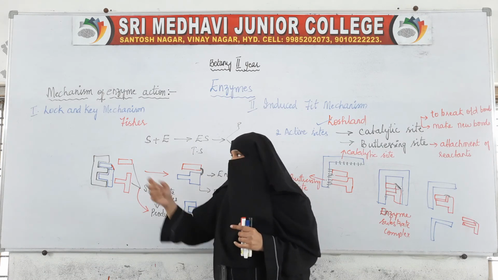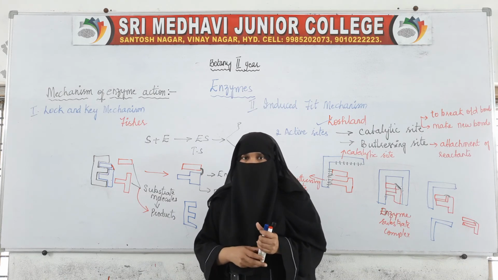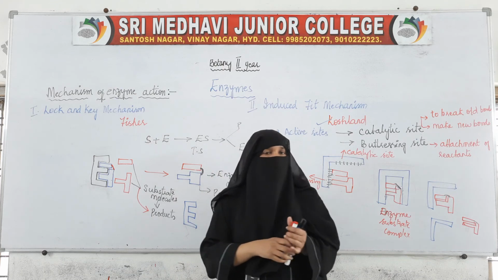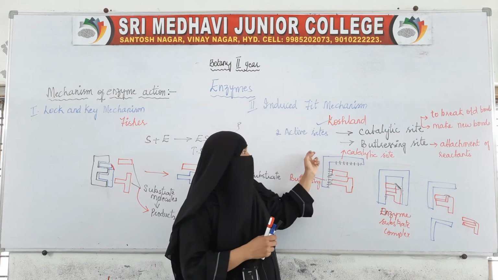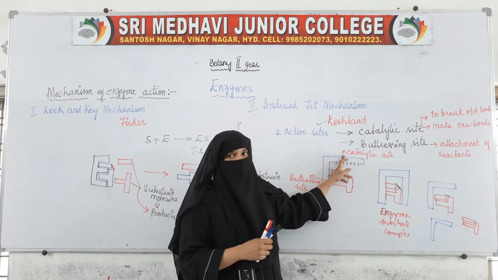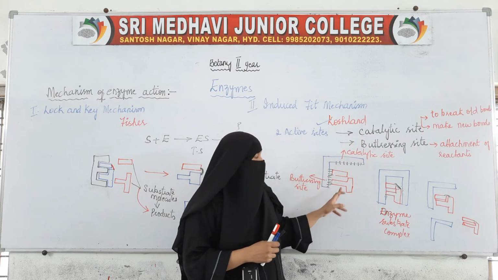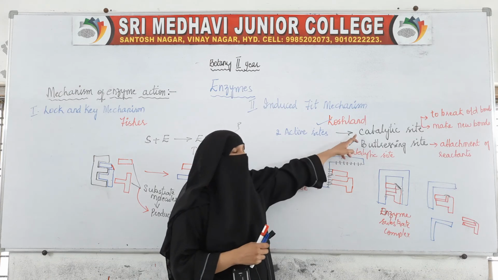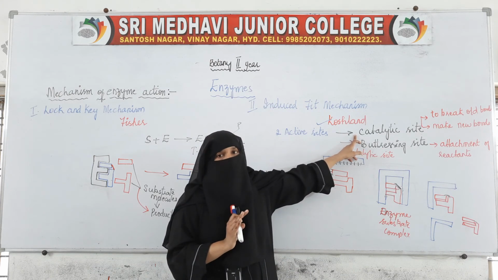Most of the scientists go for the lock and key mechanism, but we have two mechanisms: the lock and key mechanism which is given by Fischer, and the induced fit mechanism, which says that an enzyme has two sites, the binding site and the catalytic site. The binding site is for the attachment of the reactants and the catalytic site helps in the formation or breaking of bonds.